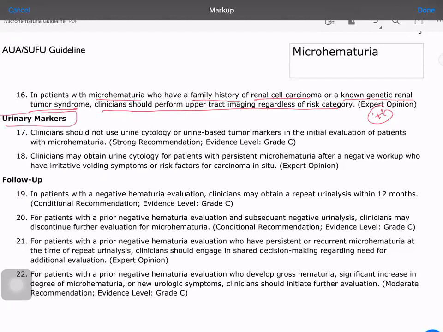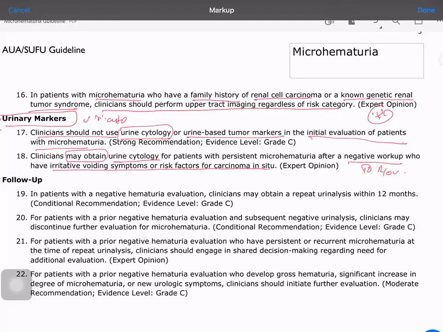And one more thing regarding urinary markers, that is urine analysis for cytology. During initial evaluation, we should not rely upon urinary cytology. Clinicians should not use urinary cytology or urine-based urinary markers. When should you take urinary cytology or a urinary marker? Even if the patient has a negative workup and still has symptoms, we may obtain urinary cytology to rule out urological malignancies.